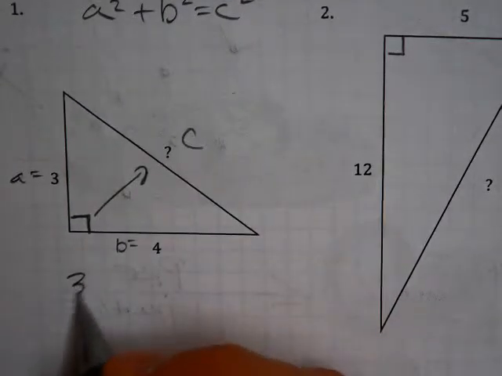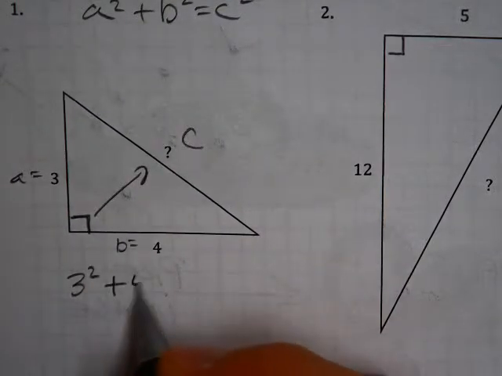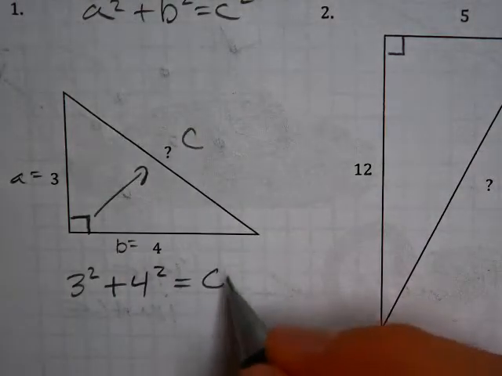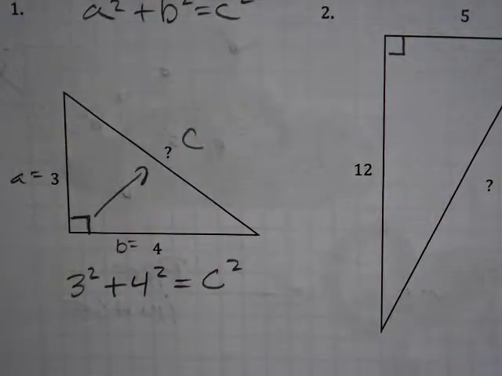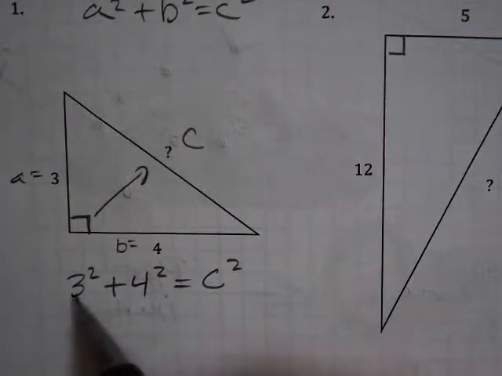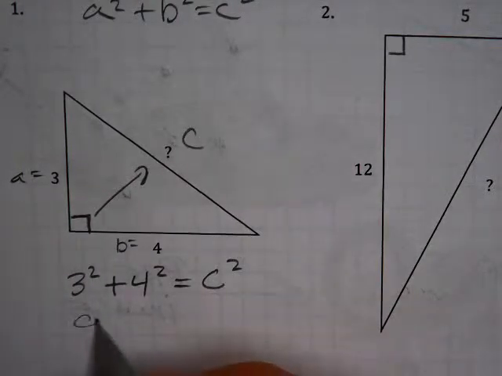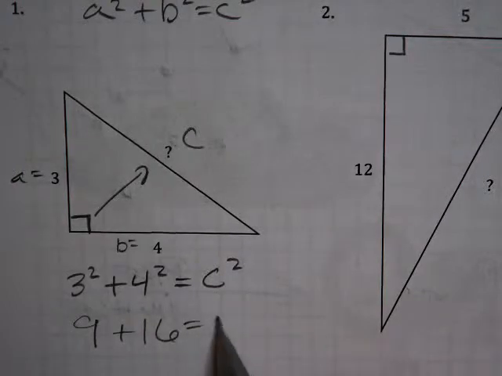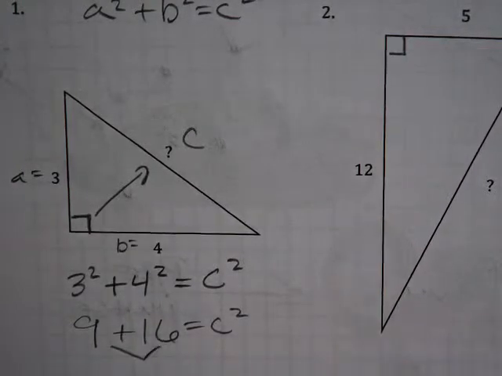So I'm going to say 3 squared plus 4 squared equals, and I don't know what C is, but I got to square it. Okay. Now I just square these. I'm hoping we can do these in our head. 3 squared is 9. Right? That's a common mistake. 4 squared is 16. That equals C squared. Add these two guys together.